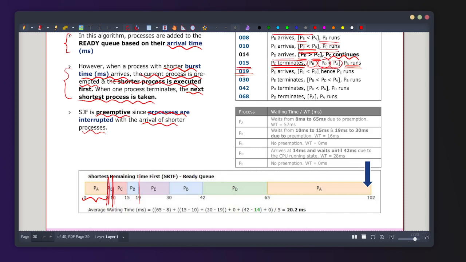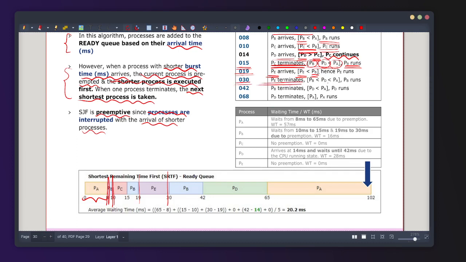While process B is running at exactly 19 milliseconds, process E comes along, and the computer compares process E's burst time and process B's burst time and realizes process E is actually shorter than process B. So process B is preempted for the second time. Bad luck for process B. Process E runs instead, for the remaining 30 milliseconds, and then at 30 milliseconds process E terminates. It's done running.